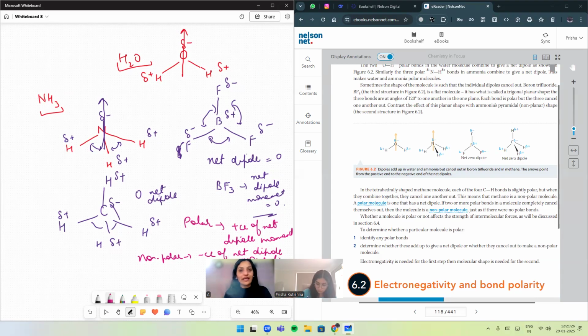So what I'm going to keep in mind, the two things. One is the electronegativity. Number two is the shape of the molecule, right? Which is going to tell me whether a given molecule is polar in nature or not. Is that clear? Yes. Yeah.